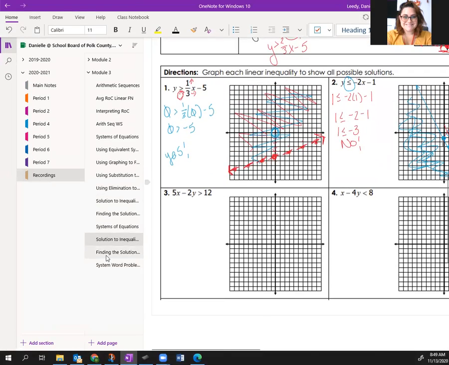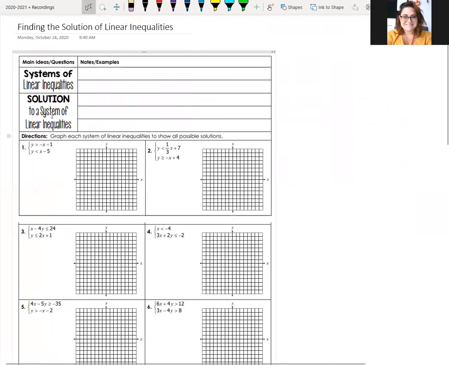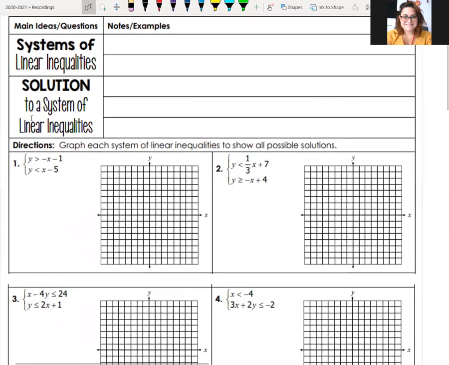Now we're going to move on to systems. A system of inequalities is going to be the same thing that we did for systems of equations. It's going to be 2 or more linear inequalities that are graphed together. And to find the solution is going to be the overlapping region of points that satisfy both equations.